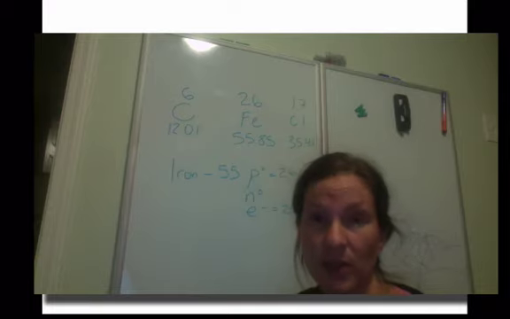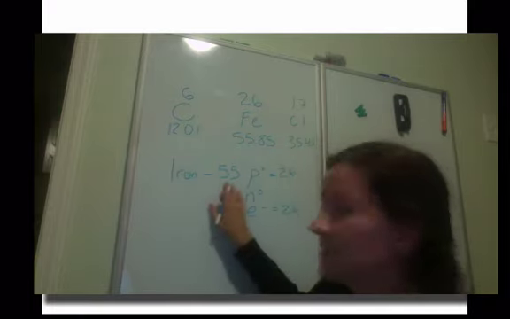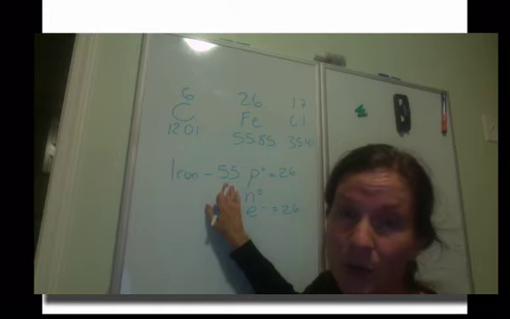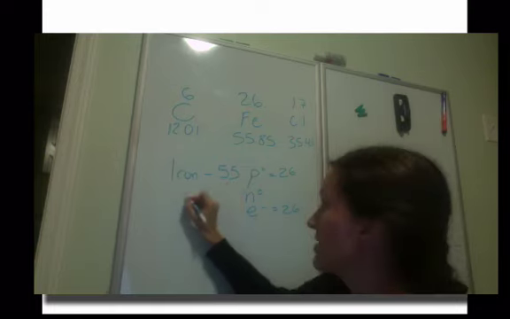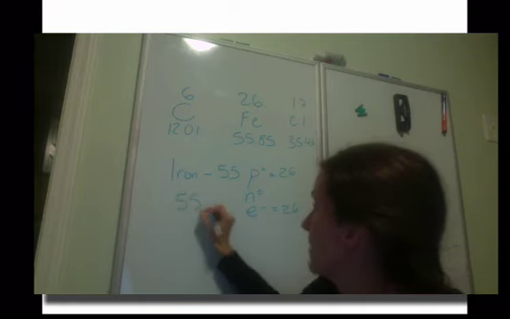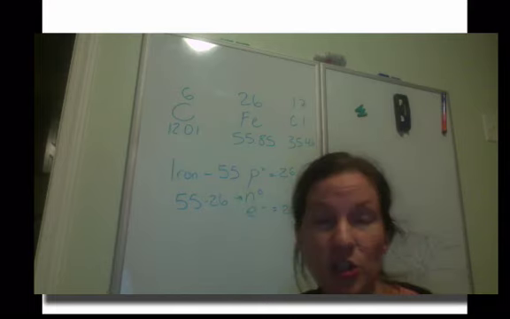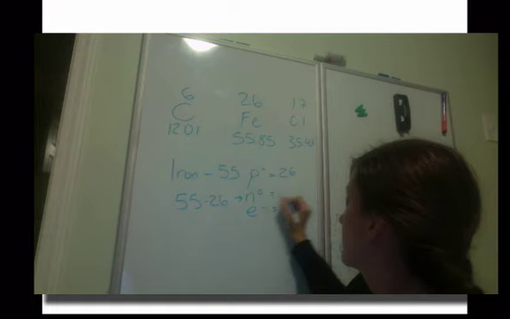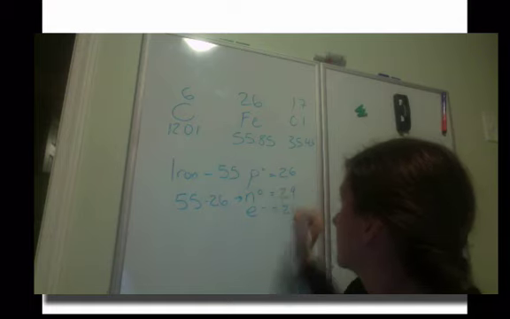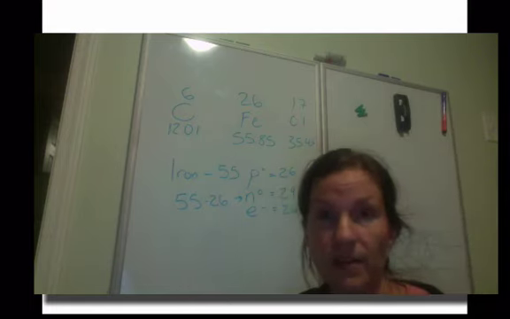Now neutrons require a little work. This 55 again is your mass number, which is your number of neutrons plus protons. So if you take that number and you subtract the number of protons from it, you should get your number of neutrons. That's using shorthand.